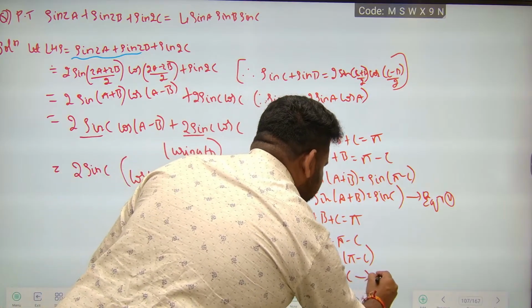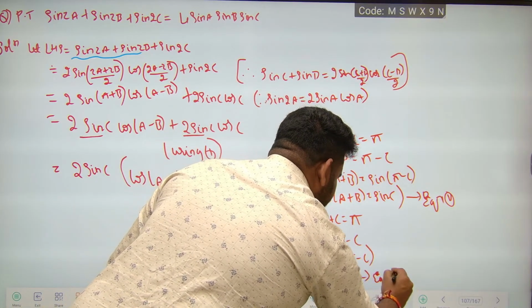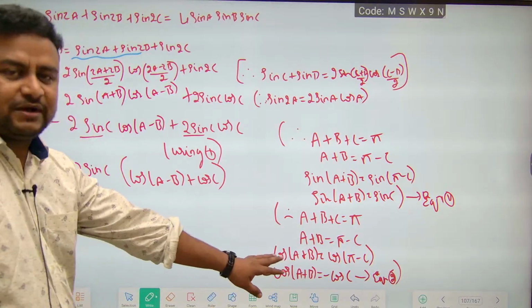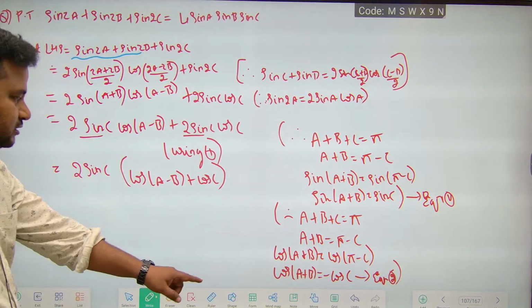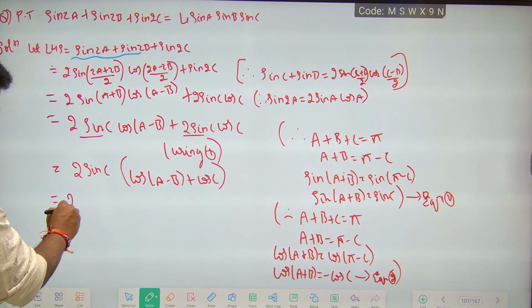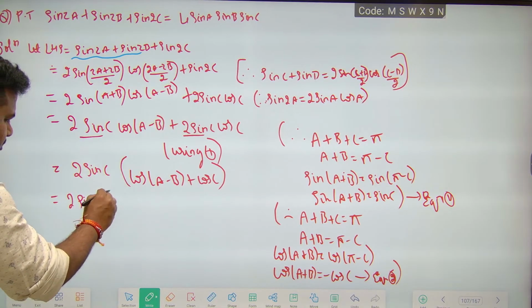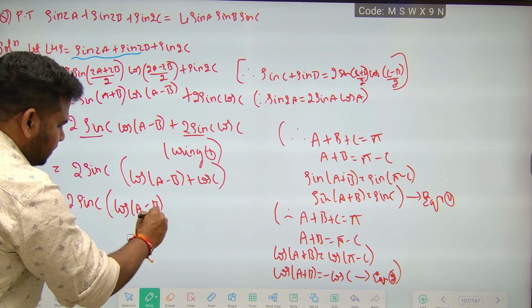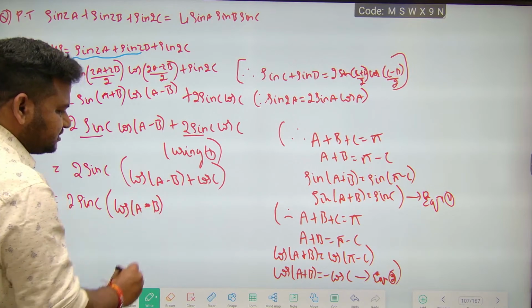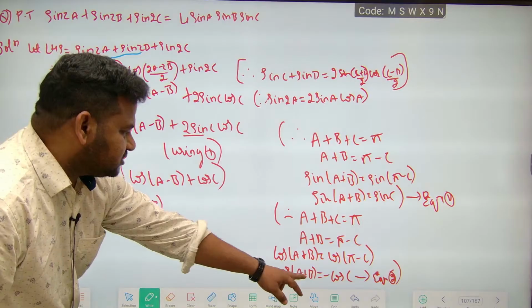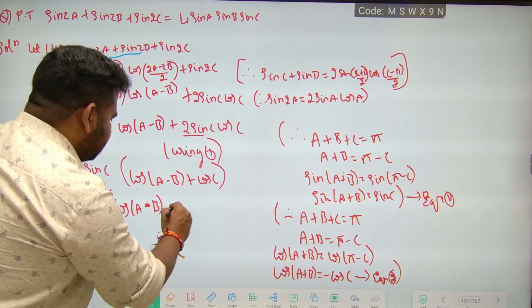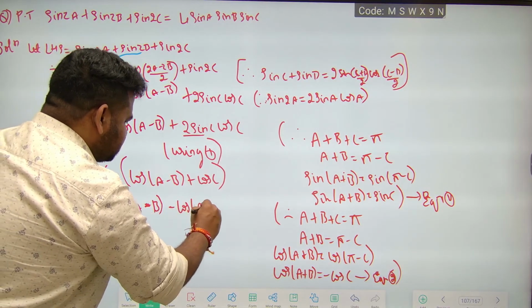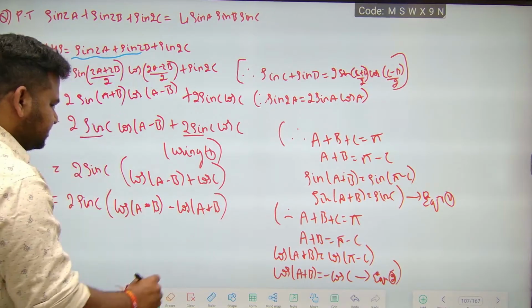That is equation 2, friends. Okay, this will become equal to what? Minus cos c. Please pay attention. Now this I will write as 2 sin c is equal to 2 sin c into cos of a minus b. What do I have here? Instead of cos c, what should I write? I can write this as minus cos of a plus b.